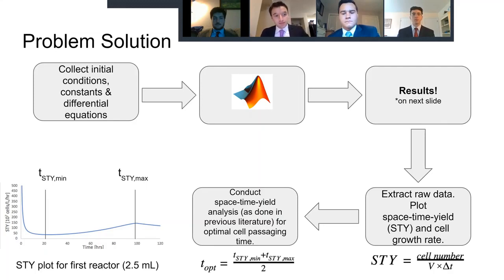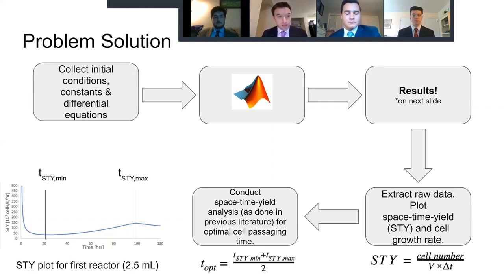Using past methods from literature works, we conducted an analysis to determine an optimal cell passaging time, T-opt, to extract the cells and place them in a larger reactor with fresh nutrients and no previous byproduct buildup. The optimal time is calculated from the given equation, and it corresponds well with the end of the exponential growth phase, before cell growth slows drastically. STY is plotted here on the left-hand side of the slide. The average of the minimum and maximum of the STY is the optimal time.